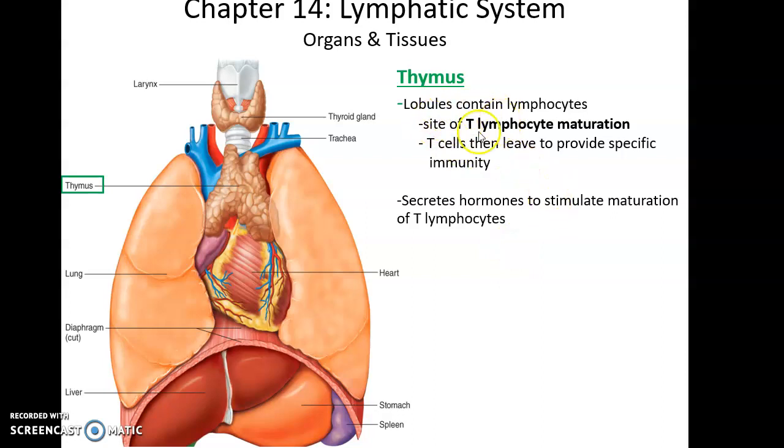So the immature T lymphocytes arrive in the thymus, and there they're exposed to hormones secreted by the thymus, causing the T lymphocytes to mature and be ready to fight infection, to provide specific immunity. And then, of course, the T lymphocytes leave the thymus and go to the tissues where they're needed, lymph nodes, lymph nodules, Peyer's patches, etc.